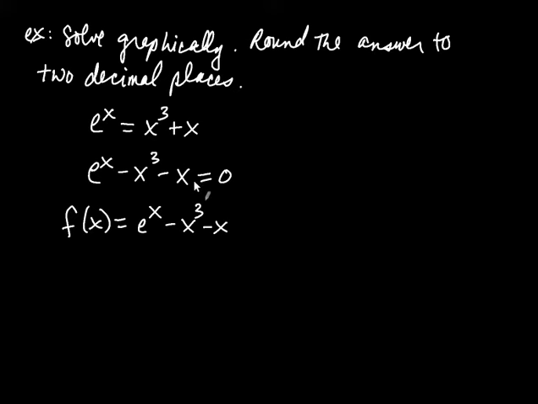Now, if this is the function, the problem is asking us, when is that function equal to 0? So we're going to solve it graphically. We're going to use a computer to graph this, and then we're going to see where the function is 0. That is, we're going to see where it crosses the x-axis, and we're going to round those values to 2 decimal places. Let's go ahead and do that now.